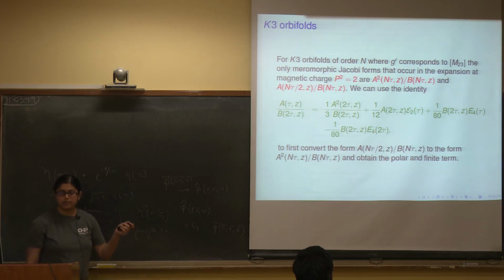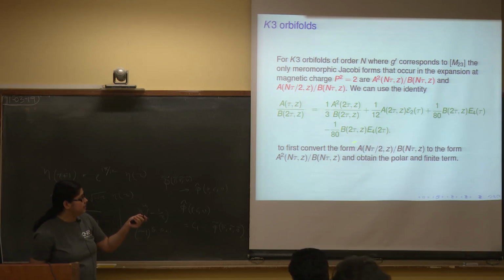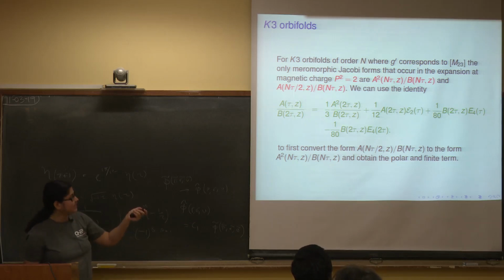And for orbifolds of K3, for some order n orbifold, if G prime corresponds to M23, then the only meromorphic Jacobi forms which come are the same ones which come for the K3 case, except for the E2s and all, except for these two taus. I mean, for K3 you have just tau and z.